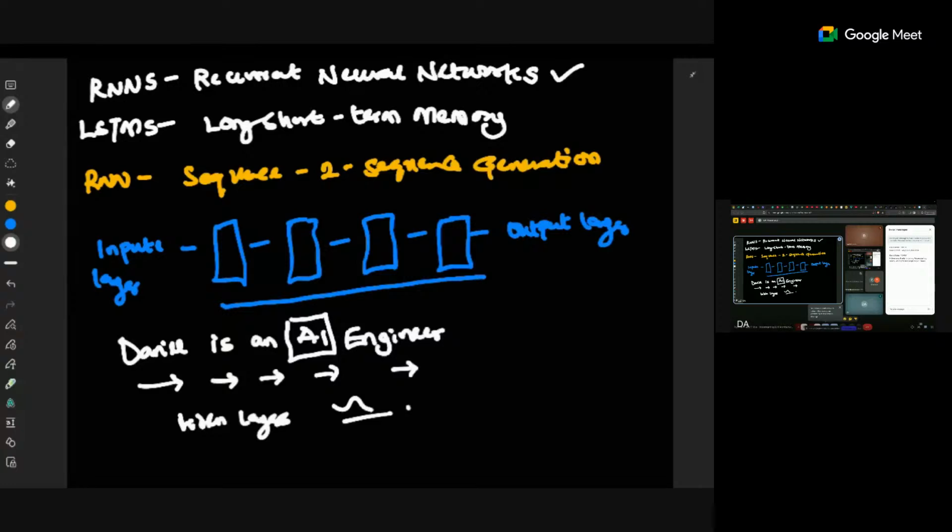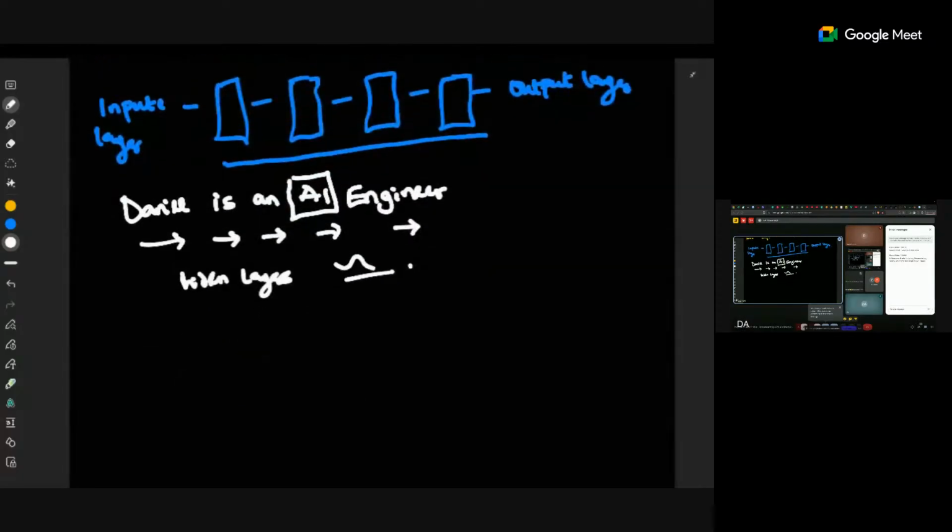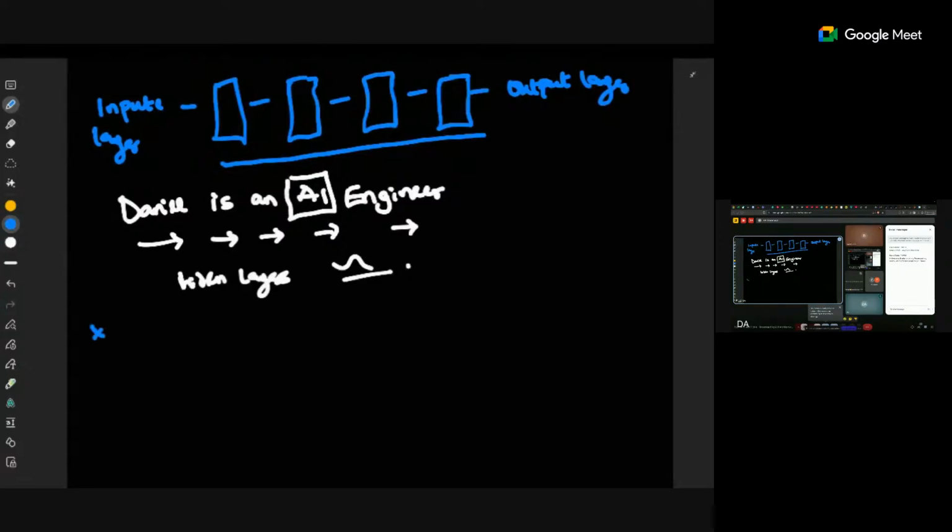Now, LSTMs came. LSTM is long short-term memory. It wasn't perfect, but it tried to solve the problem that RNNs used to have, which was the issue of keeping context or keeping memory. It did that with what I would call a gating mechanism.